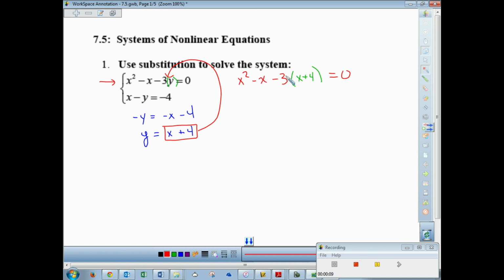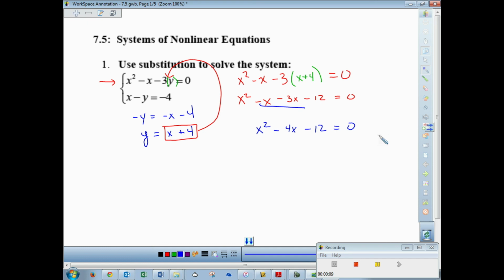I will clean this up a little bit. This is x squared minus x minus 3x minus 12 equals 0. Correct? These are like terms. x squared minus 4x minus 12 equals 0. And now you have this quadratic equation that you need to solve.